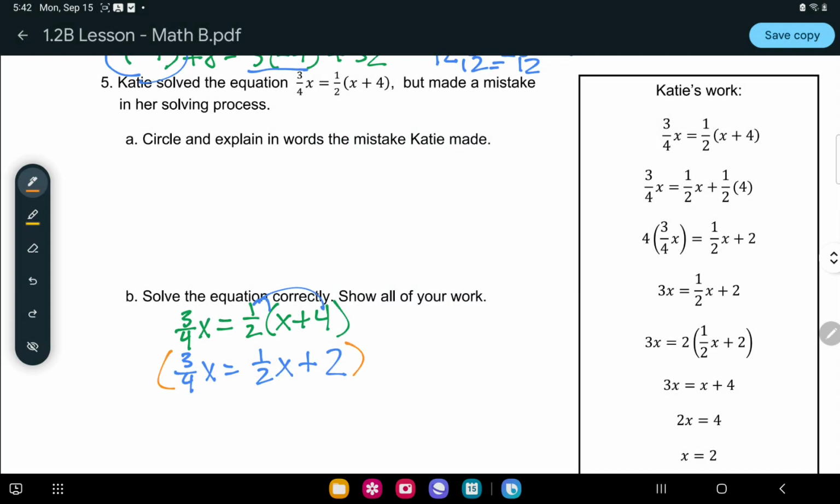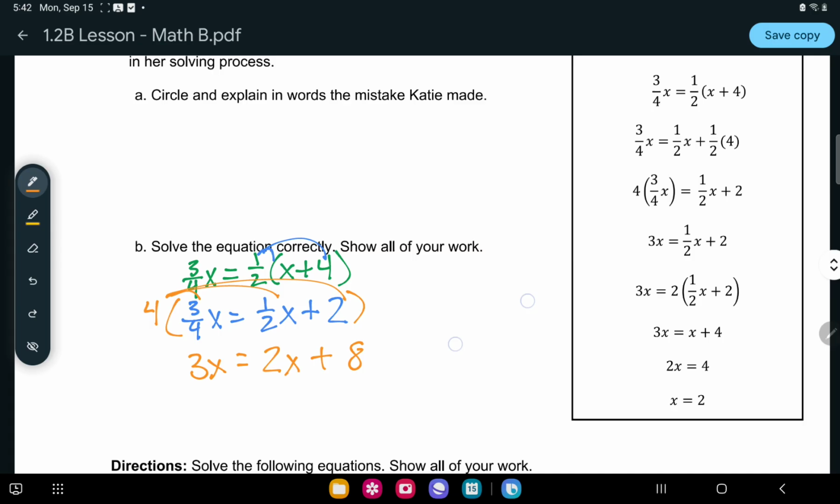So I have to think of what number I can multiply by that clears all of those denominators. I can multiply 3/4 times 4. 4 times 3 is 12, divided by 4 is 3. So this is just 3x. 4 times half is just 2x. And then 4 times 2 is just 8.